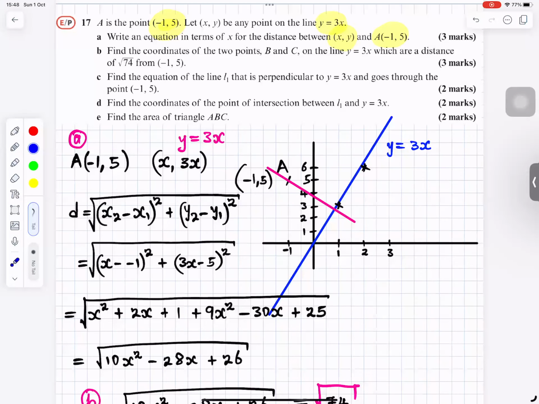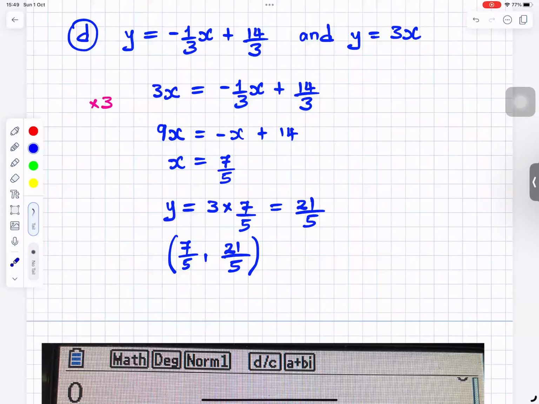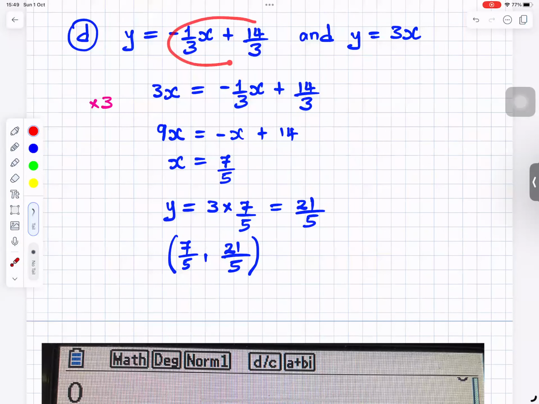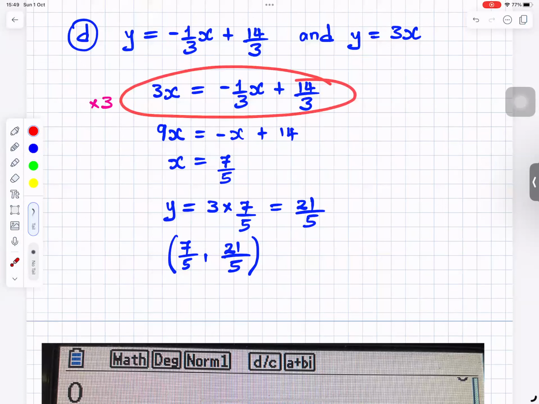Part D says, find the coordinates of the point of intersection. Intersection is where they meet. Intersection of L1 and y equals 3x, where two lines meet. So we're going to solve a simultaneous equation. To find where the two lines meet, you write the first line and the second line. Equate the y parts of them. That part is equal to that part. Equate them, and then you solve that equation.